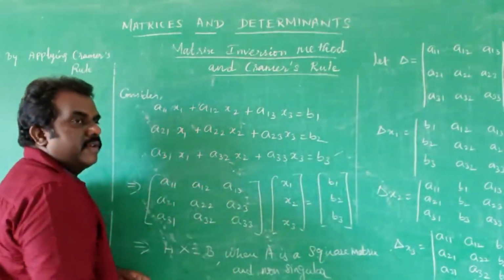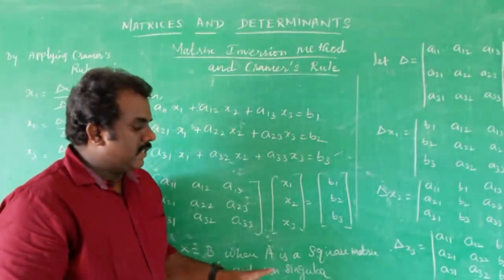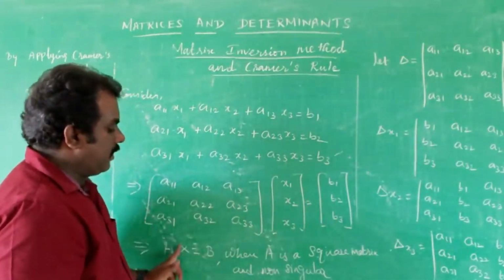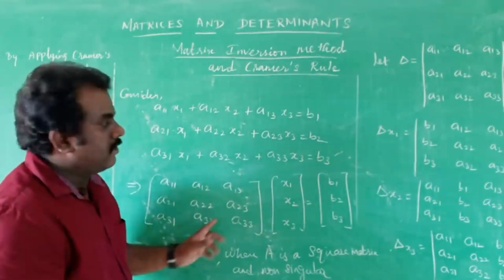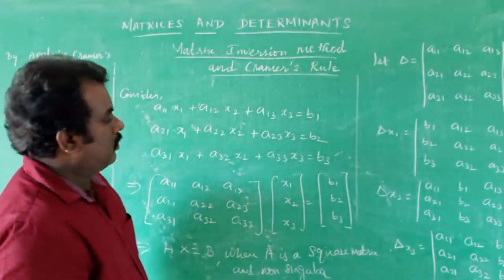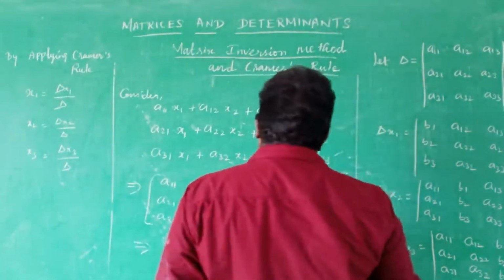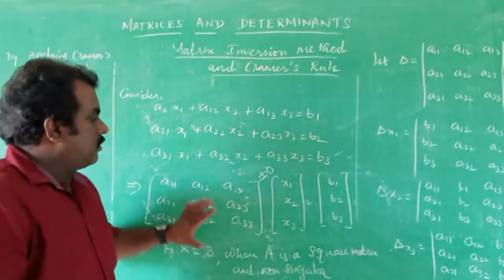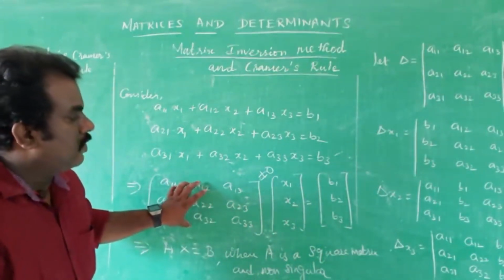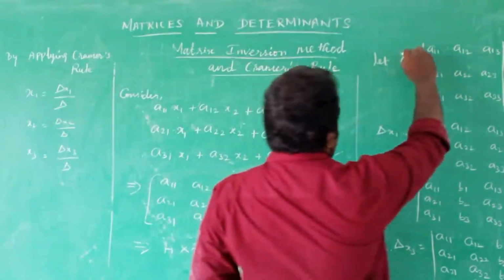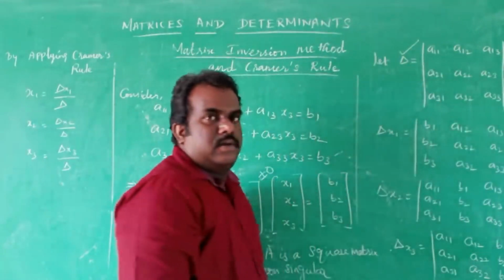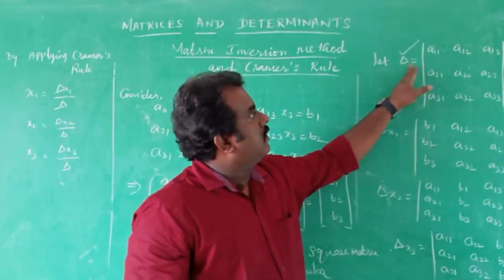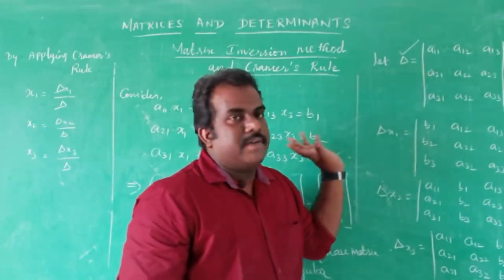So this can be written in the form of AX is equal to B, where A is a square matrix and non-singular. Since A is a square matrix and non-singular, the determinant of A is not equal to 0. That means the determinant of the square matrix is not equal to 0, which means A inverse exists. So let us take the determinant of the square matrix as delta, and the determinant is not equal to 0, then only A inverse exists.